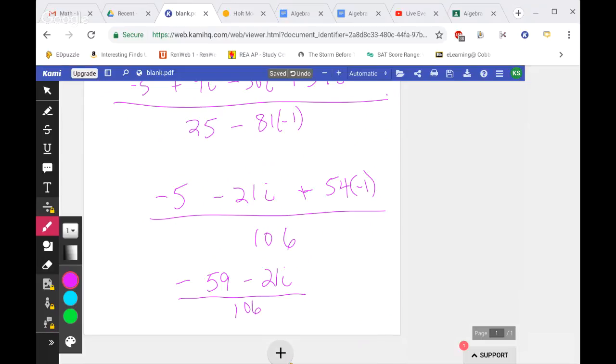So to stay true to format, it's -59 over 106 minus 21 over 106i. And 106 is not really divisible by anything but 2, and neither 59 nor 21 are divisible by 2. So that's your final answer. And it is ugly.